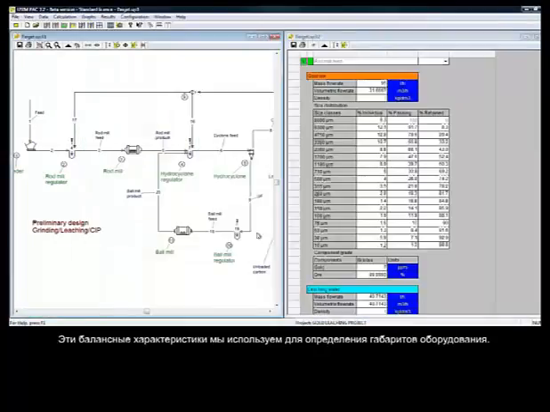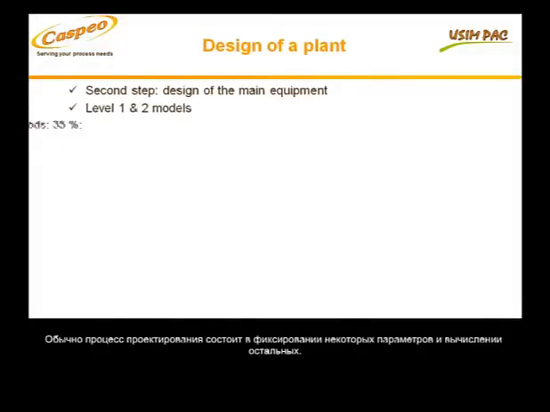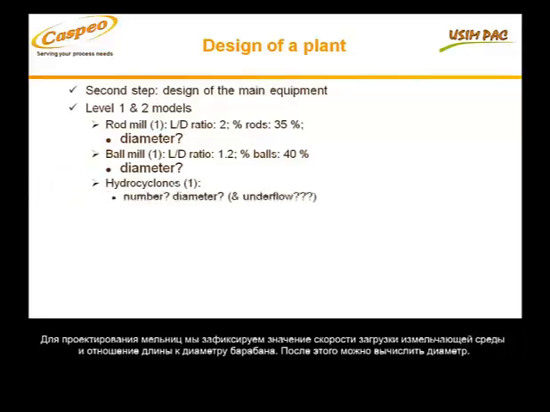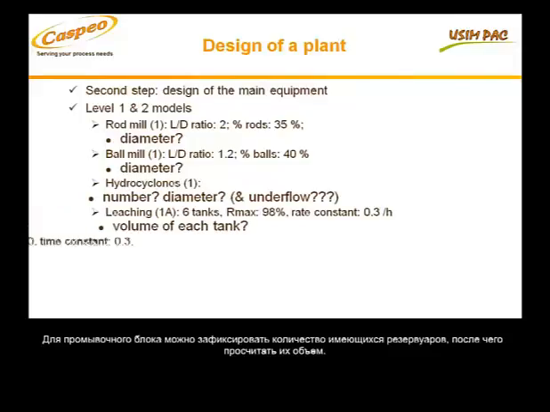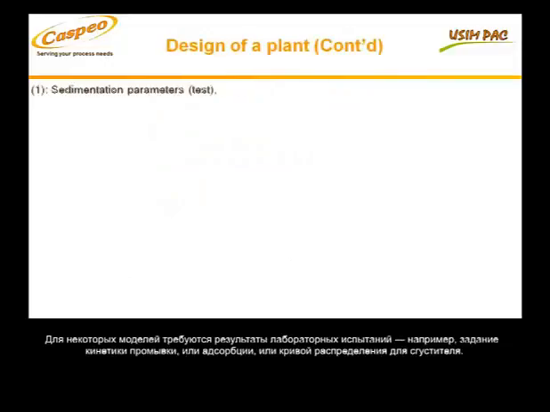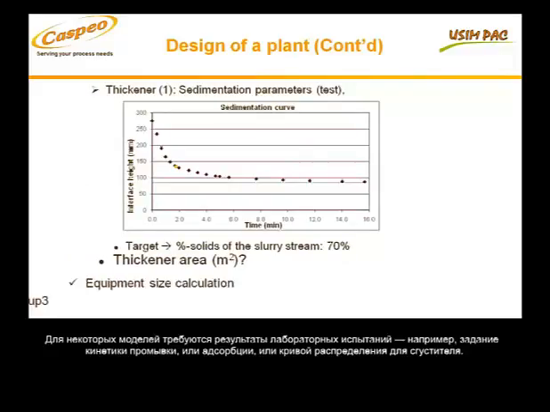This mass balance will be used for calculating equipment sizes. We generally fix some parameters and calculate the other ones. For grinding mills, we are going to fix the load of grinding media and the length-diameter ratio. We will then calculate the diameter. For leaching, we fix the number of tanks and we will calculate the tank volumes. Some models can require some lab test results such as leaching or adsorption kinetics or settling curves.